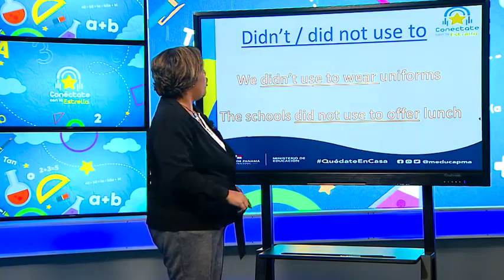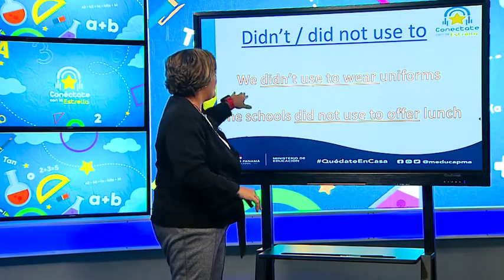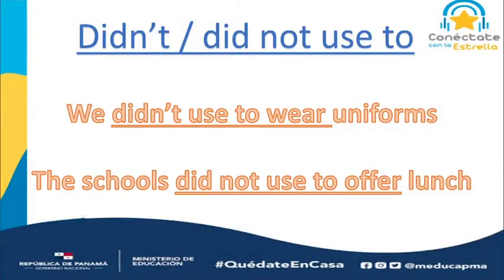Okay? So the 2 sentences, I hope you got them right, are we didn't used to wear uniforms and the schools did not used to offer lunch. And this is interesting because in the first sentence, they say didn't used to, and in the second one, they separate it and they say did not used to. So you know that you can use both forms, okay?